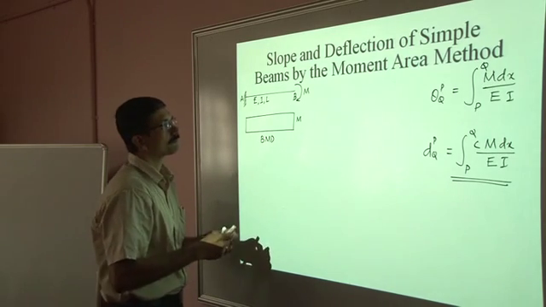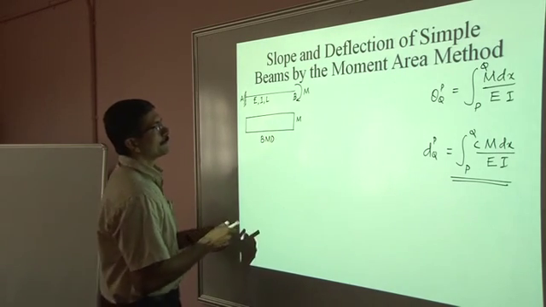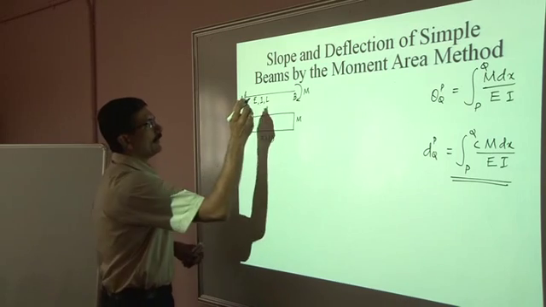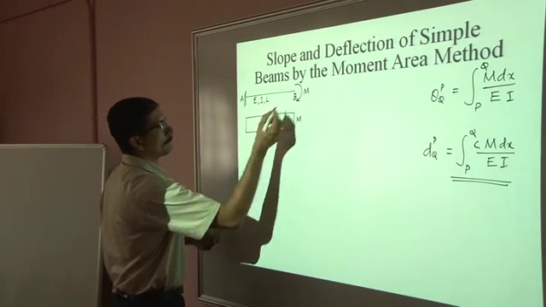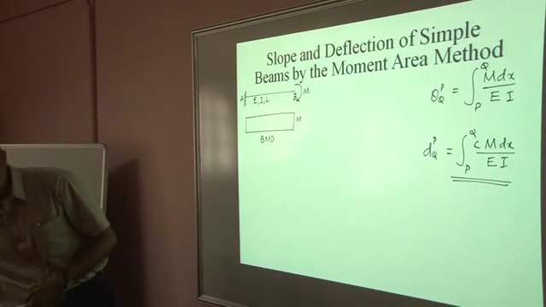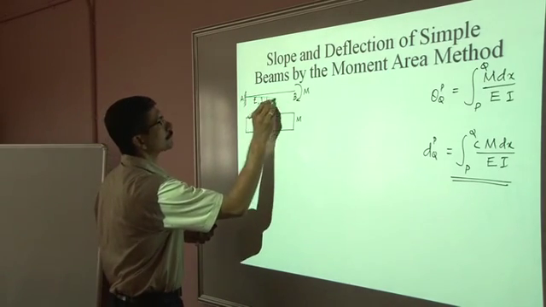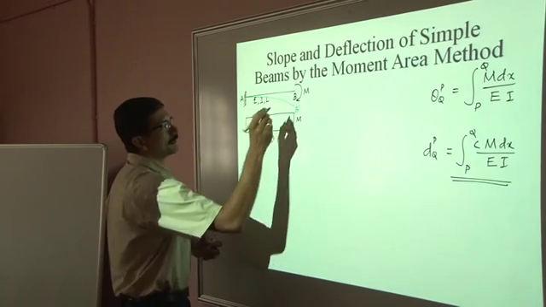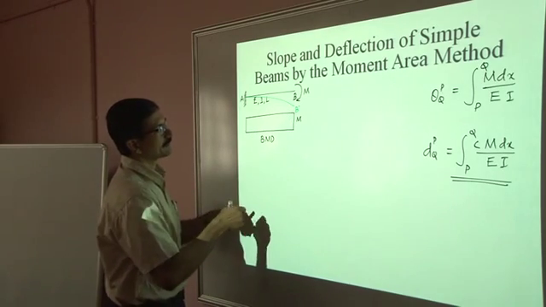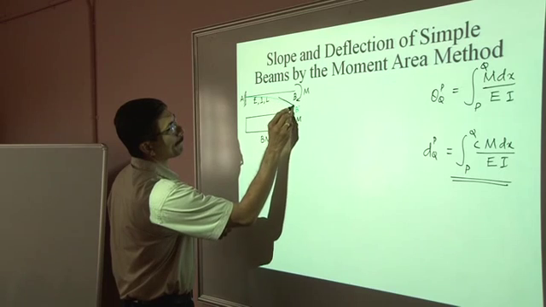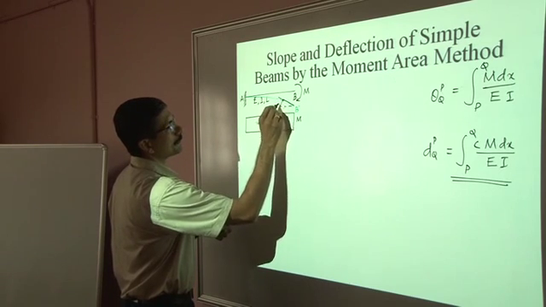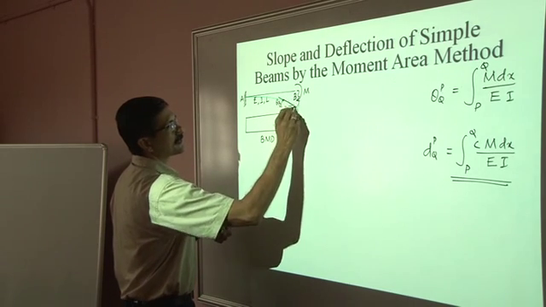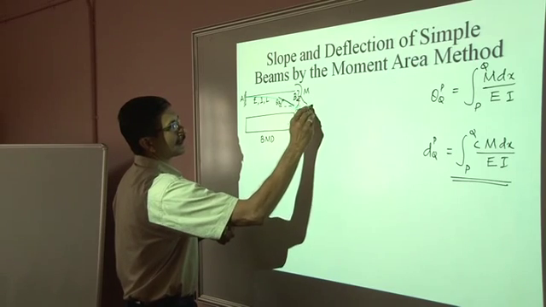Now, if I try to calculate the slope and deflection at the free end B, that is the deflected shape of the beam. This point is the deflected point, say B prime. As before, we can define this angle as the slope and this distance as the deflection delta B.